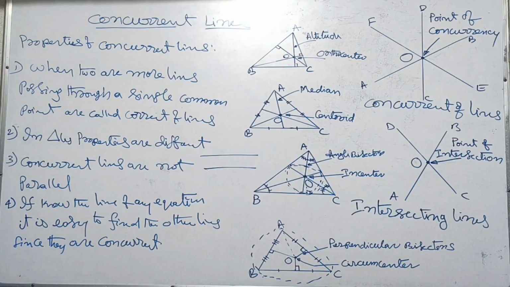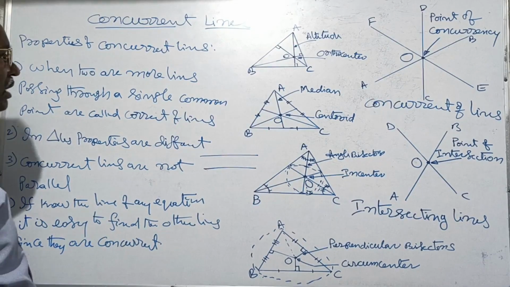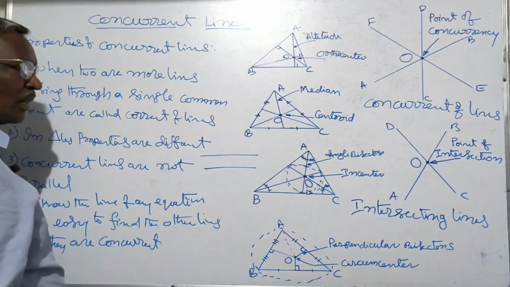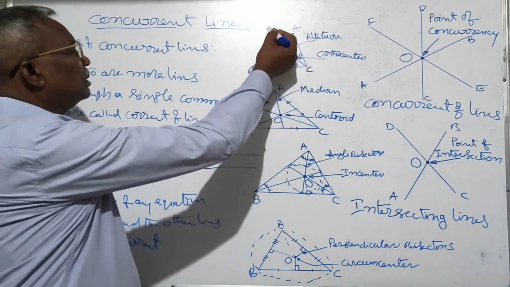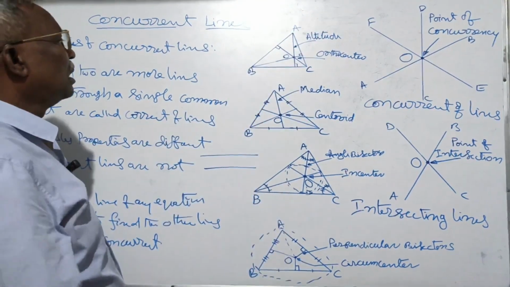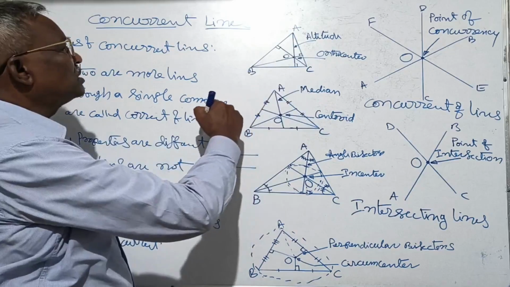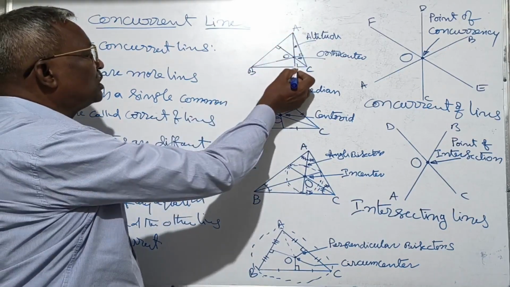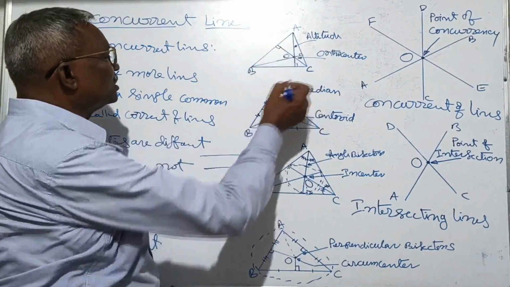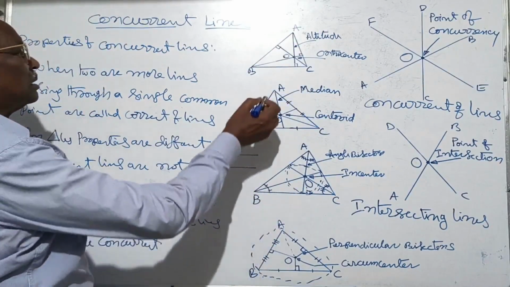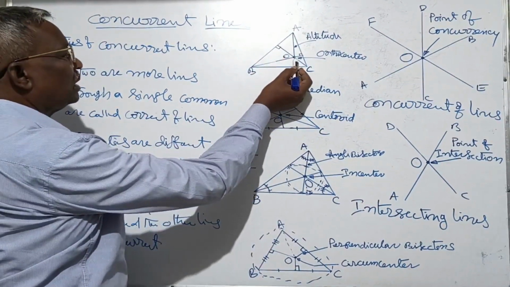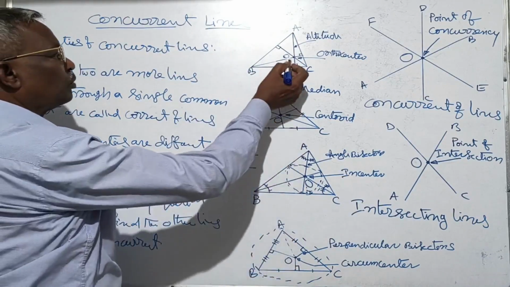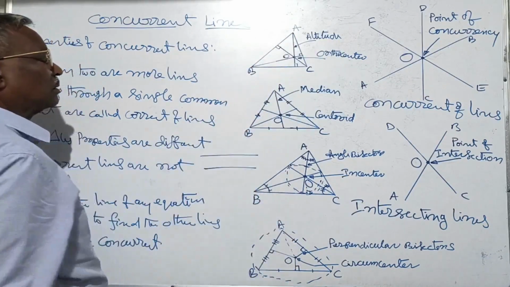Next, particularly for concurrent lines in a triangle, there are more properties. In this triangle, altitudes. Altitude means from a vertex at a right angle to the opposite side. Similarly for all three sides. These altitudes in a triangle are concurrent. That concurrent point is called the orthocenter.